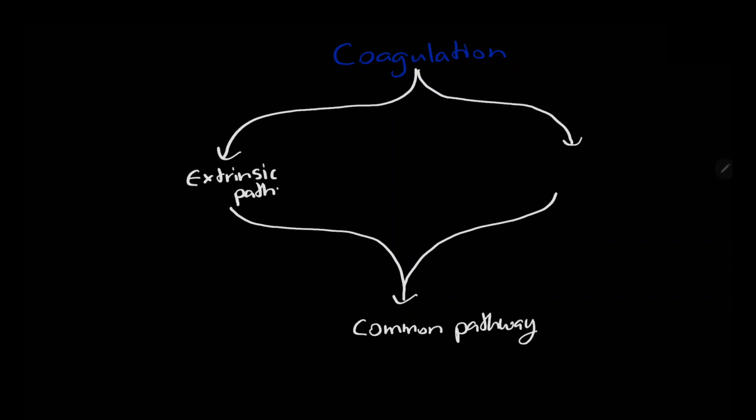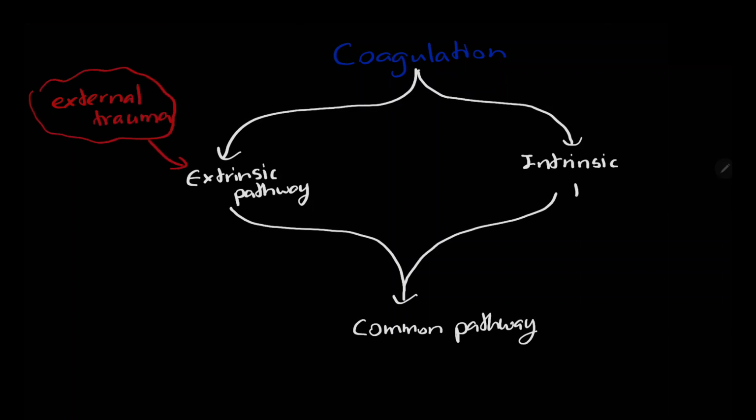The extrinsic pathway is triggered by external trauma which will cause blood to come out from the circulation. The intrinsic pathway is triggered due to internal damage to the vessel wall.